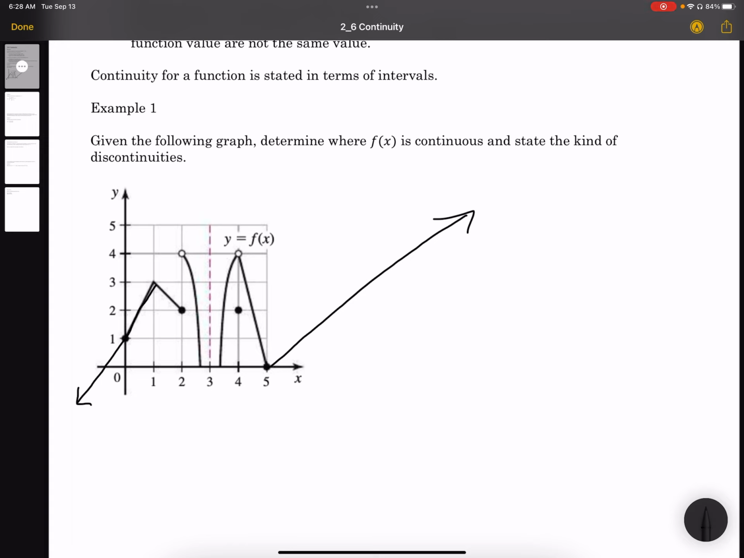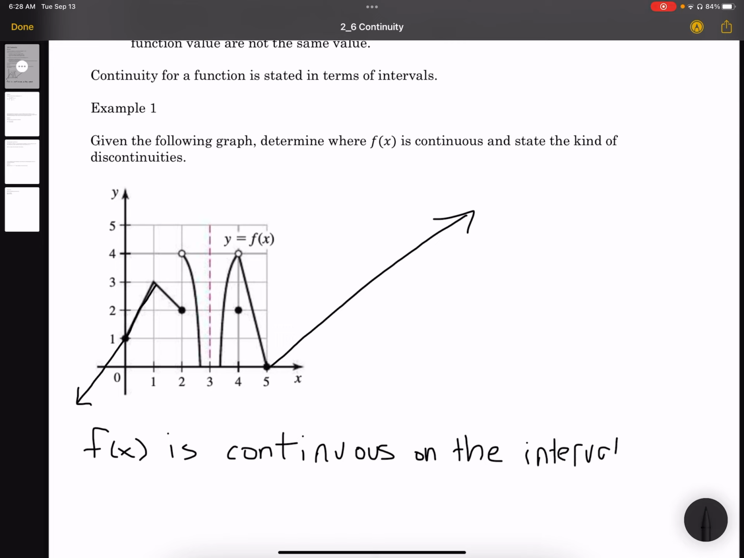So we say something like f of x is continuous on the interval. So one interval that the function is continuous on is negative infinity to 2. We don't include 2 because the function is not continuous at x equals 2. We'll talk about that in a moment.